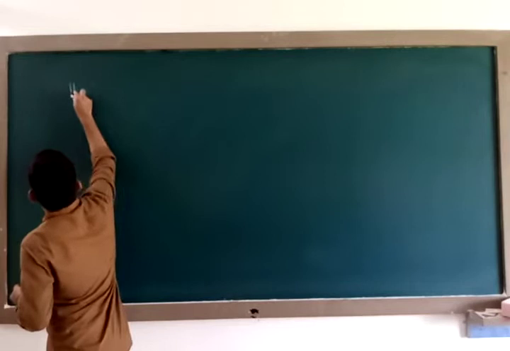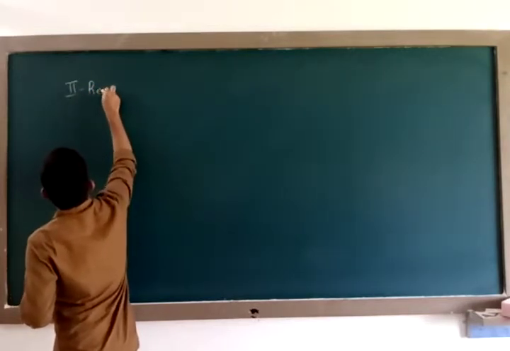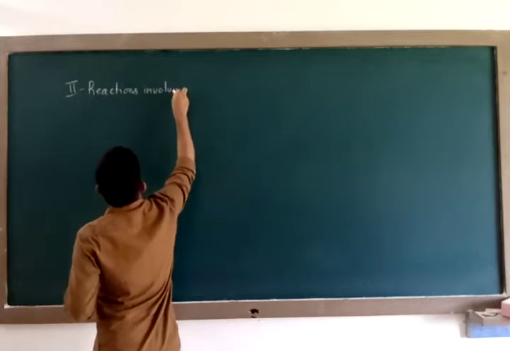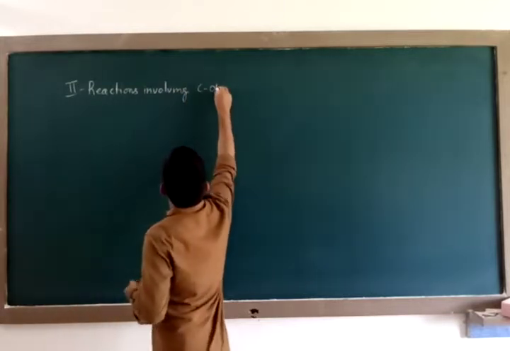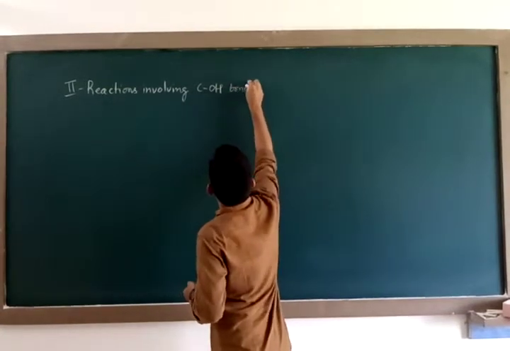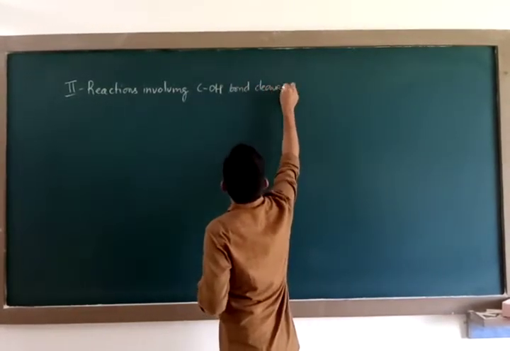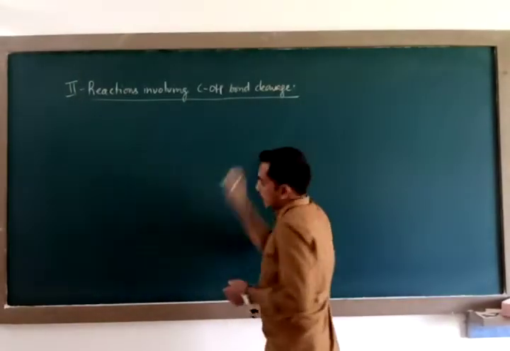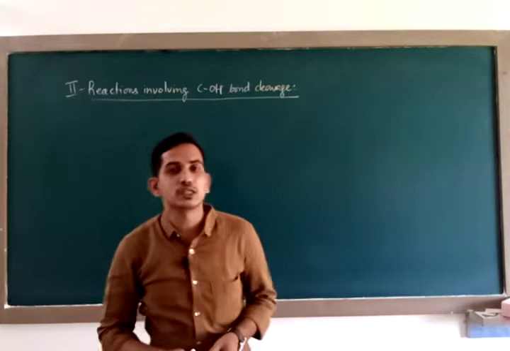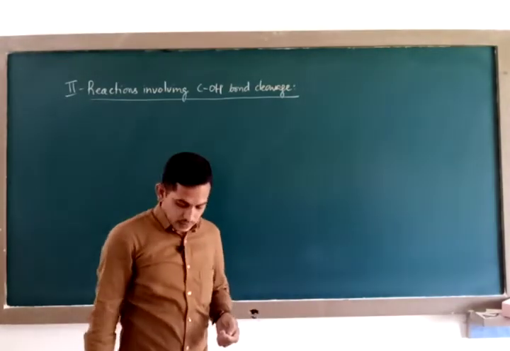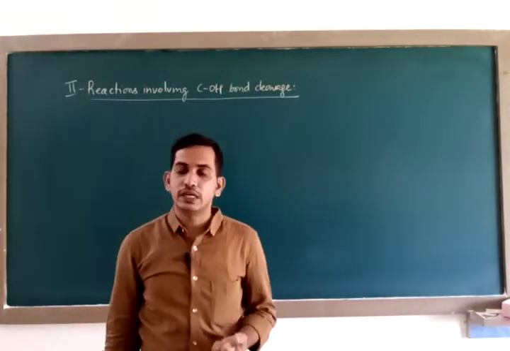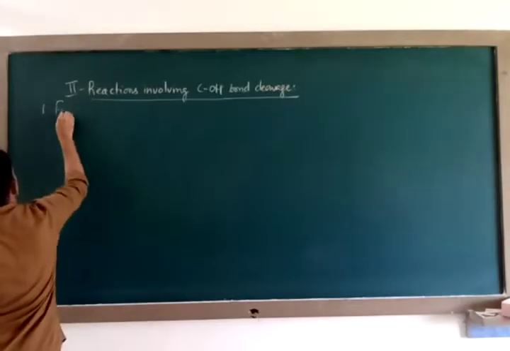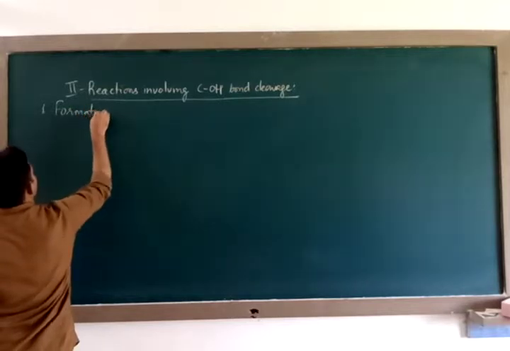reactions involving COH bond cleavage. We were dealing with the reactions involving COH bond cleavage. Under this we have studied, if I am not wrong, three properties. The first property was formation of anhydride.